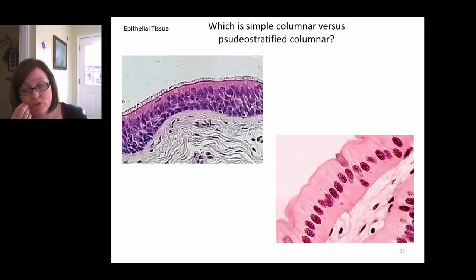Now take a look at these two pictures and see if you can figure out which is just the simple columnar and which is the pseudostratified columnar.